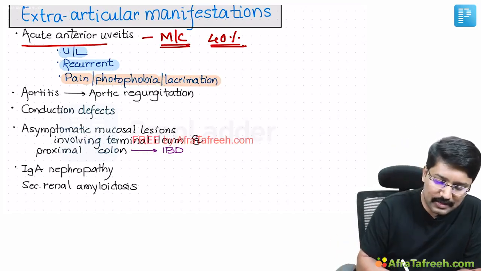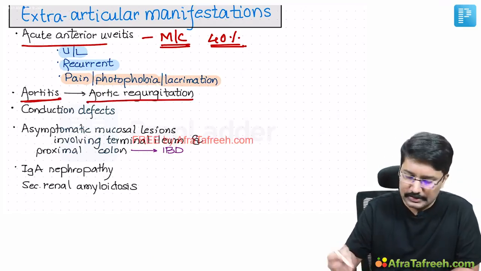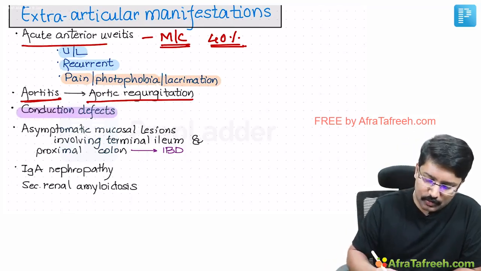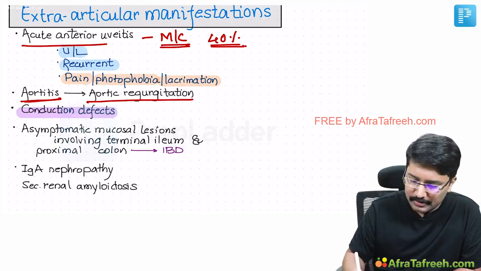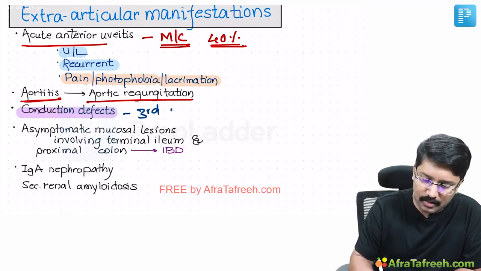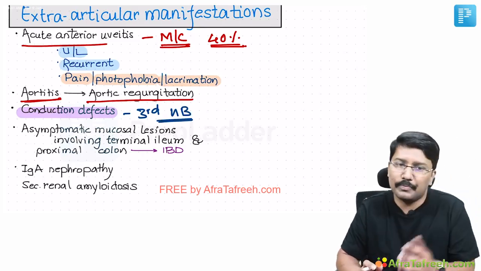Other than that, yes, patients can develop aortitis and it can go on to cause aortic regurgitation, right? That is also a known extra-articular manifestation. Patients can develop conduction defects also, and it is not surprising to see these patients presenting with third-degree heart block, right? They can develop conduction defects. Third-degree heart blocks are also known to occur.